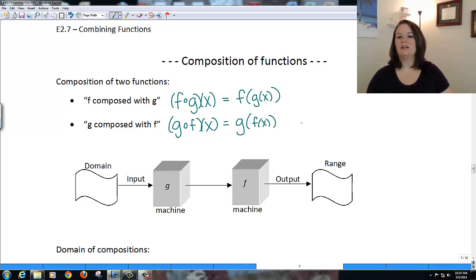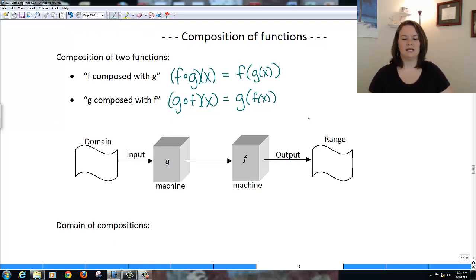If we want to look at a function machine to help us understand this, we take our domain values, which are our x's, and input them into our g function. That gives us g of x. Then that becomes our input into the f function. So we end up with f of g of x to get our output, which again is our y value.